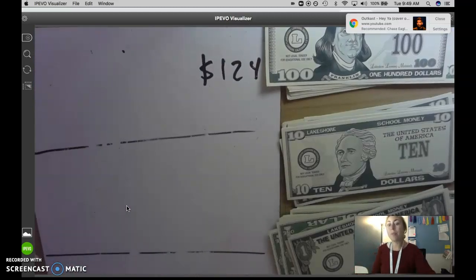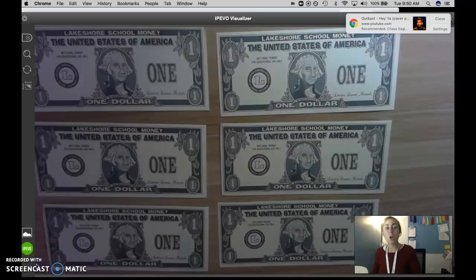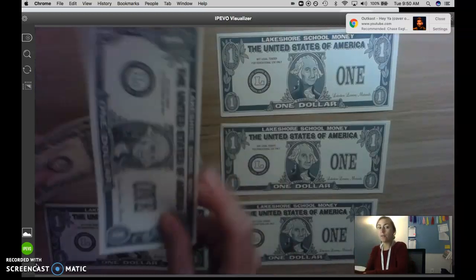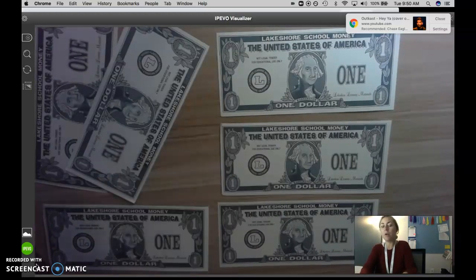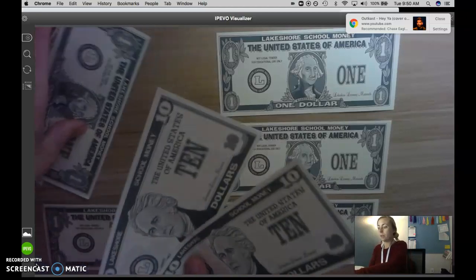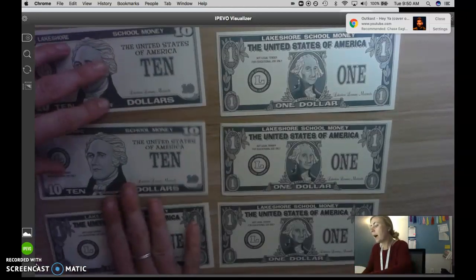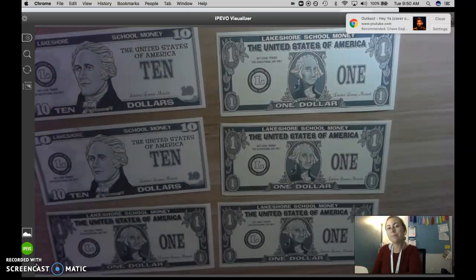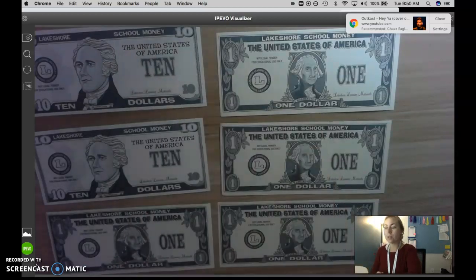Let's do another one, but this time we're going to be switching some of these values. Look at the amount of money I have here. How much money is this? If you said $6, you'd be correct. What happens if I change 2 of these dollars and I exchange them for 2 $10 bills? How much money is there now? You should have said $24.